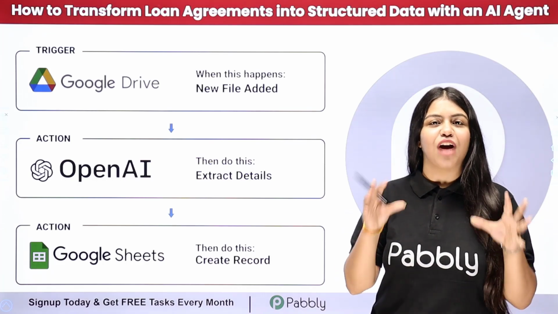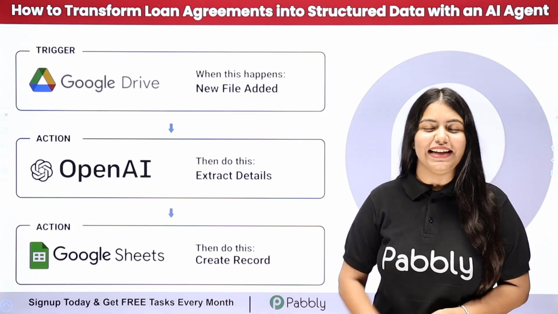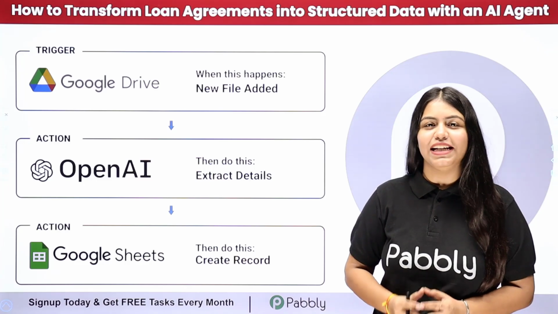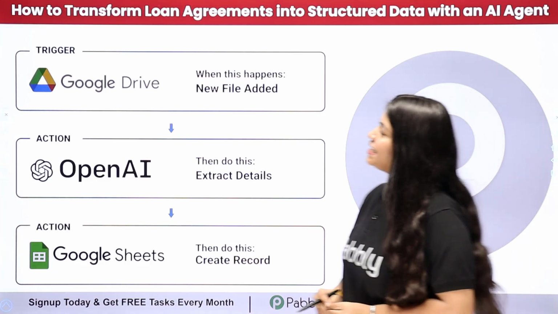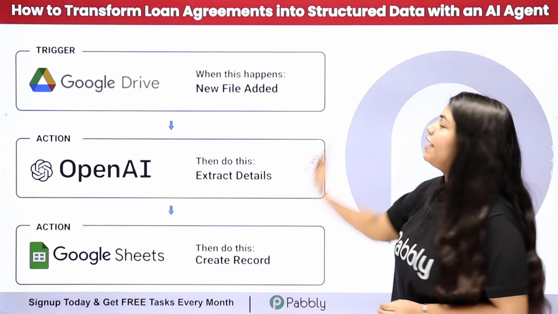So do you also wish to extract the details from your loan agreements and add them into your spreadsheet automatically? Then this video is definitely for you. So hello all, welcome back to Pabbly Connect, and in this video we are going to understand how to transform loan agreements into structured data with an AI agent.